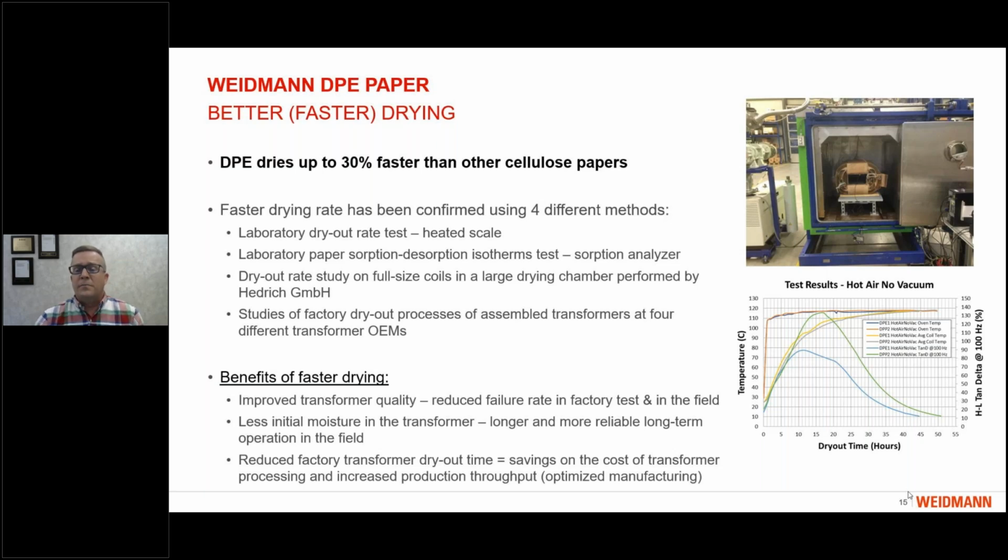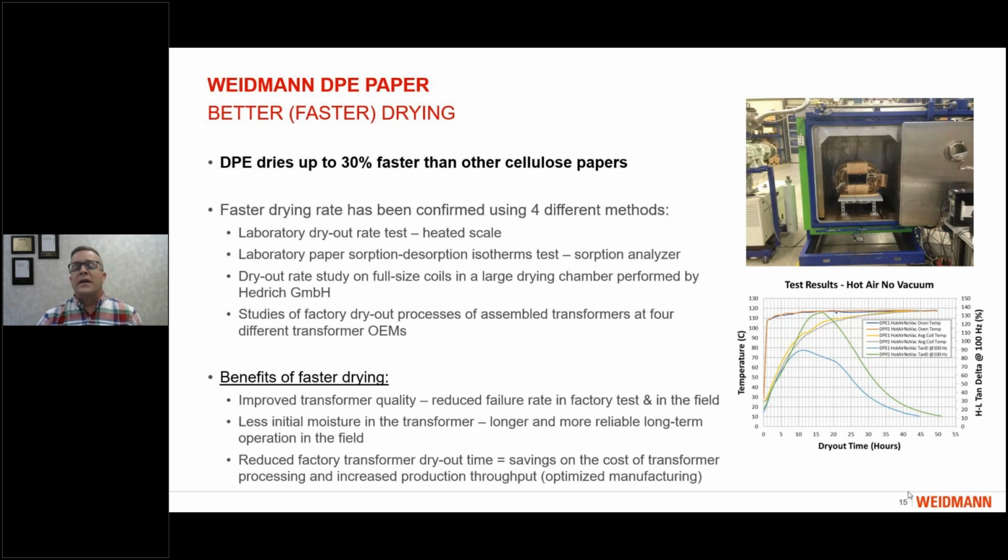In the graph underneath the picture, the blue line represents measurements of power factor during drying over time. The blue line represents the DPE coil and the green represents the kraft paper coil, and the DPE coil is clearly drying more quickly. We've also done studies of actual layer wound transformers in OEM factory dry out processes in their factory ovens, and we've also confirmed this to be true.